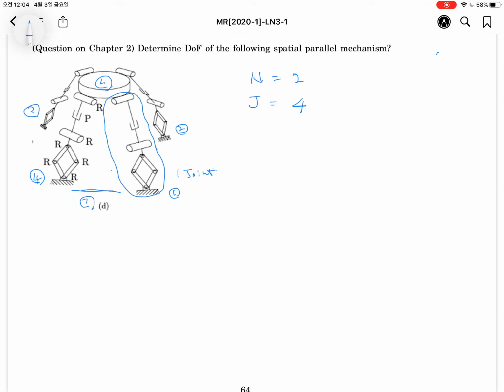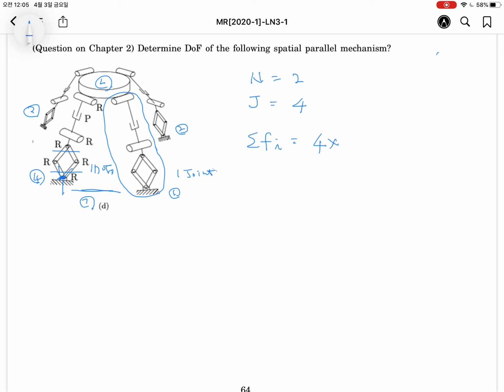The remaining problem is how to count the f_i. Okay, 4 times, since we have 4 legs. Let's count the number of joints in the leg. The 4-bar linkage has 1 degree of freedom. And then let's consider the bottom part of the joint here. It is connected using 3 links.